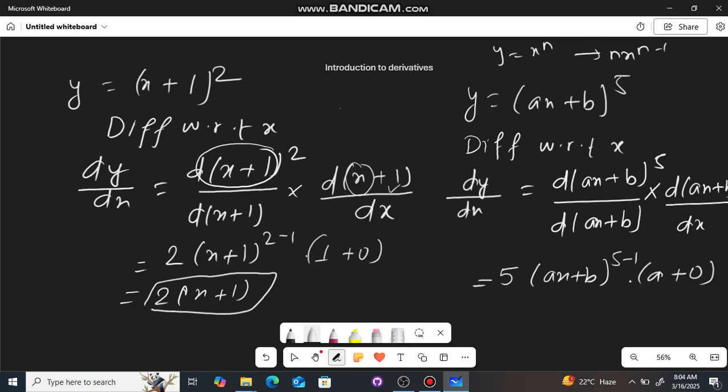So the final answer that we are going to get is 5(ax plus b) to the power 4 times a. This will be our final answer. This is the main concept behind the power rule. Now let's understand the quotient rule.